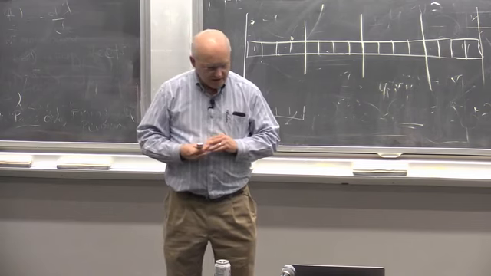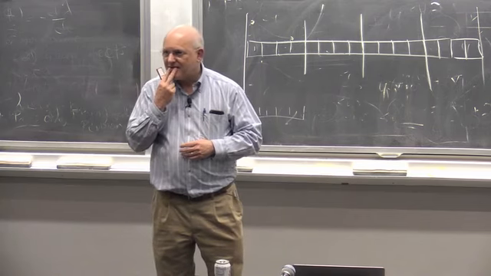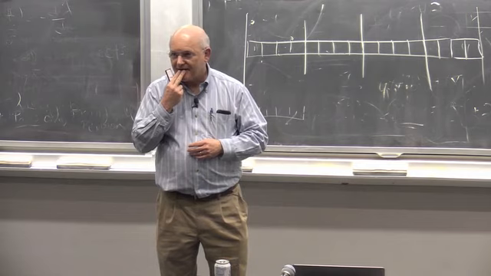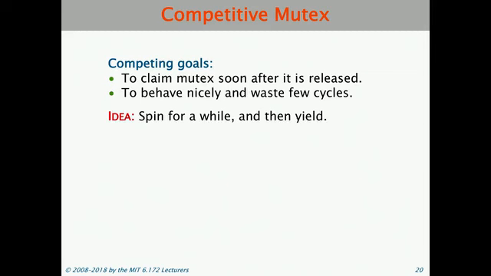Okay, so what's the strategy here? What can I do? Maybe we could spin for a little bit and then yield. Hey, what a good idea. Okay, spin for a while and then yield. The idea being, if the lock is released soon, then I will be able to grab it immediately because I'm spinning. If it takes a long time for the lock to be released, well, I will yield eventually.